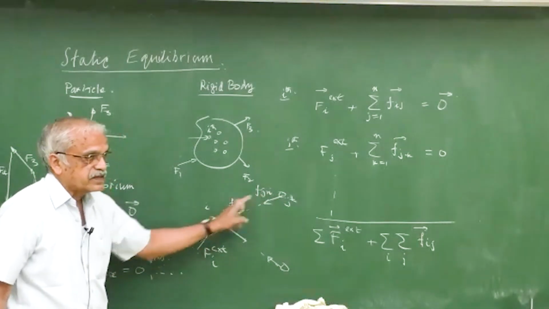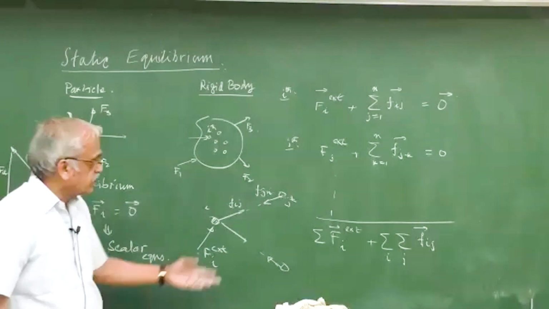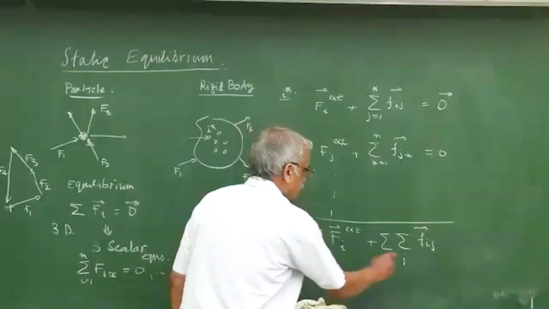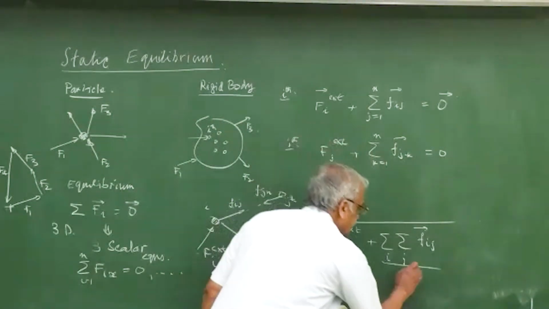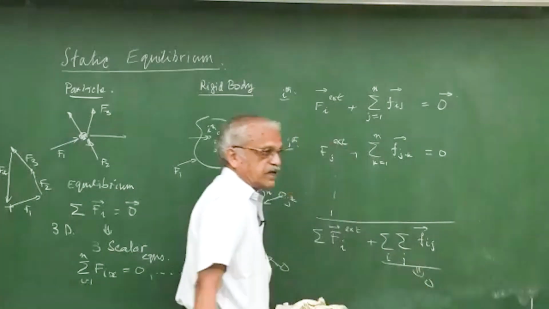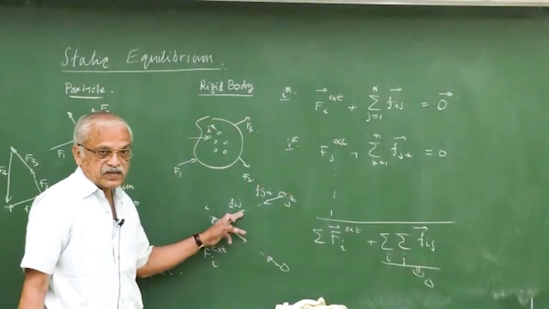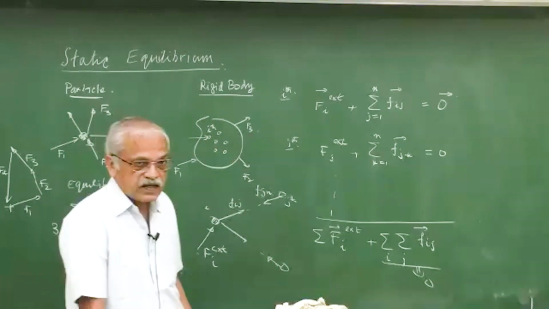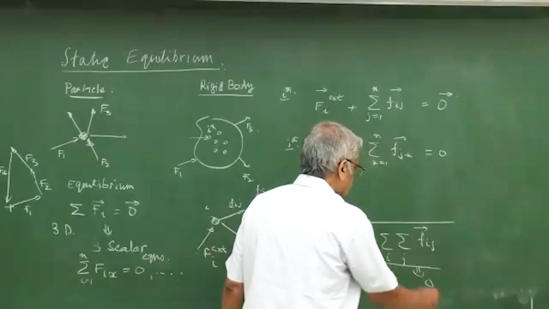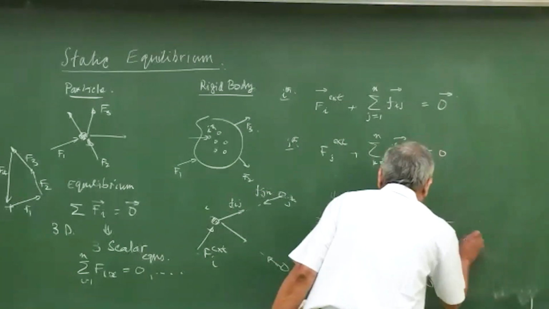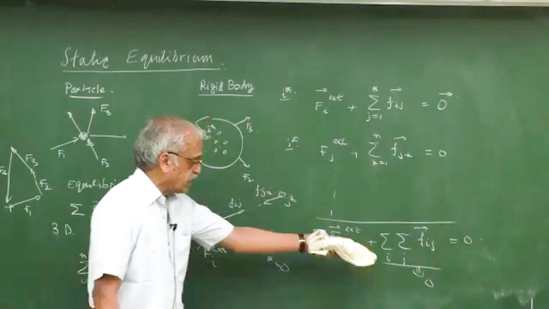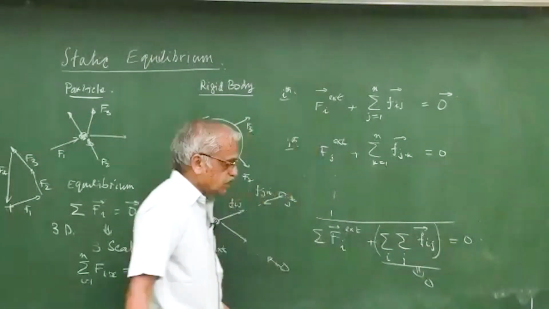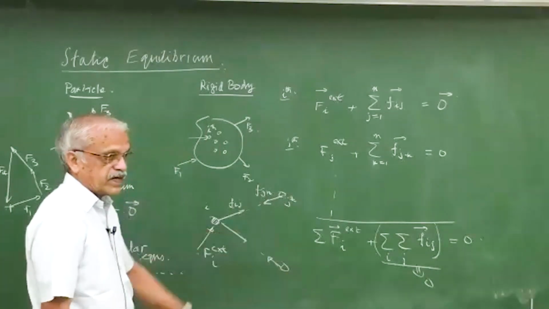What happens if I take the summation of these? So these are equal. 0, sir. 0. Yeah, thank you very much. So this whole thing turns out to be 0, right? Because these occur in pairs, equal and opposite. Fij and Fji are equal, opposite and collinear, so that also turns out to be 0. So finally, what will it turn out to be? Good. So this whole term drops out, leaving only Fi external.